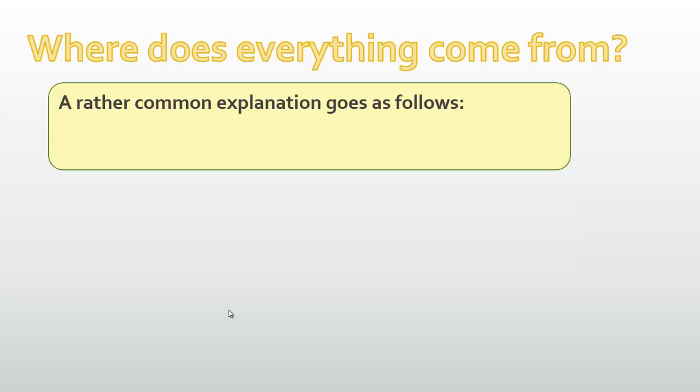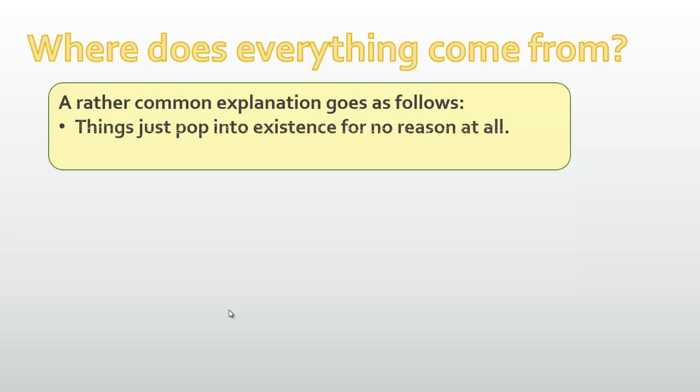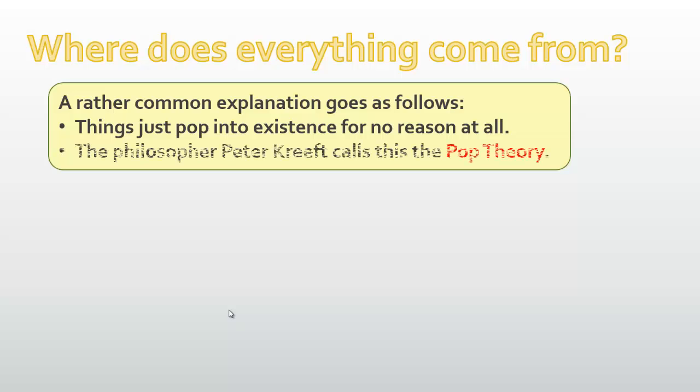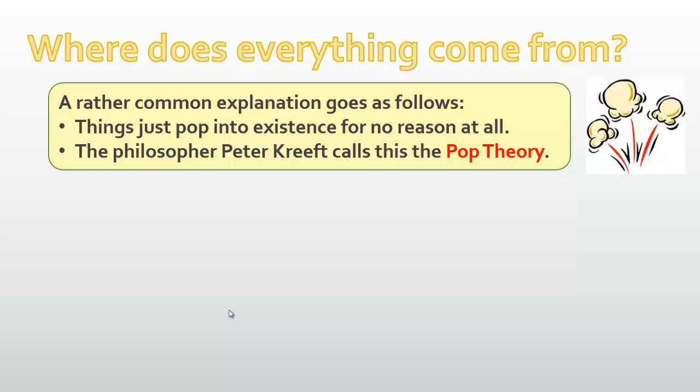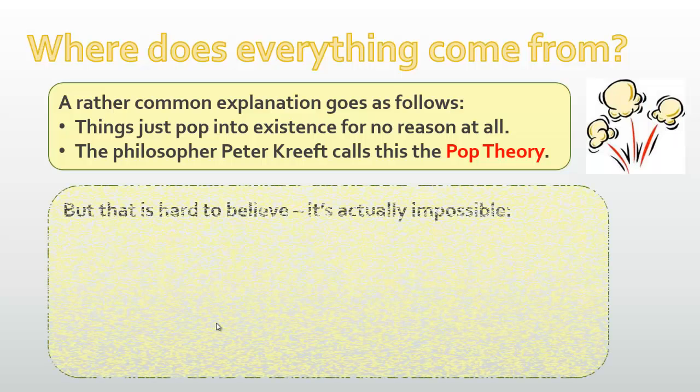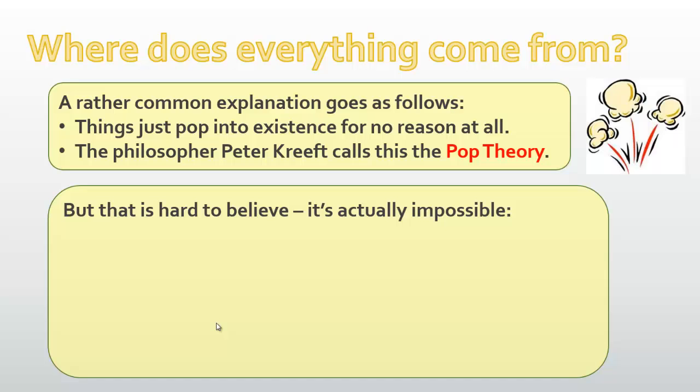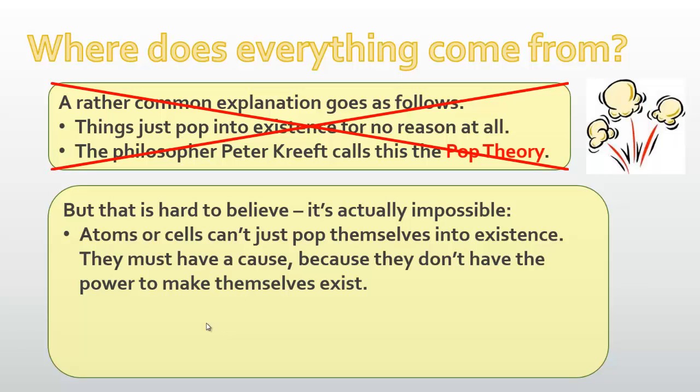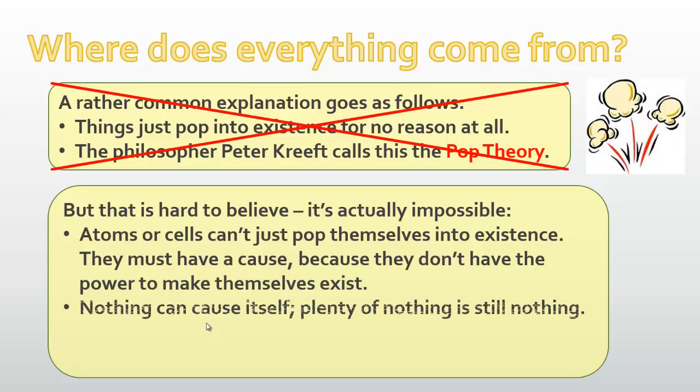The most common explanation goes as follows: things just pop into existence for no reason at all. Let's call this the pop theory, as philosopher Peter Kreeft did. What is wrong with that explanation? It is hard to believe, the pop theory. It's actually impossible. Atoms or cells can't just pop themselves into existence. They must have a cause, for they don't have the power to make themselves exist. Nothing can cause itself. Plenty of nothing is still nothing.